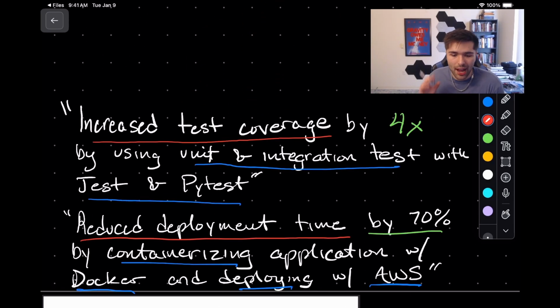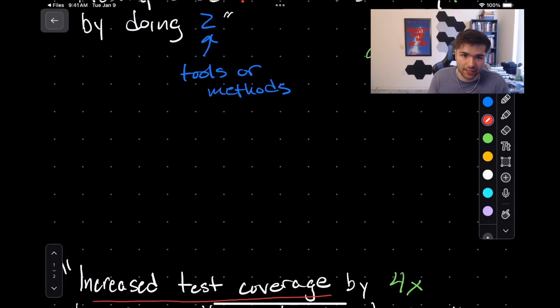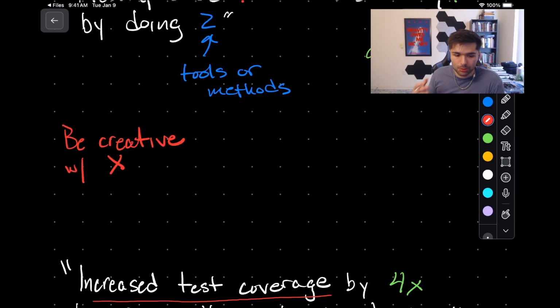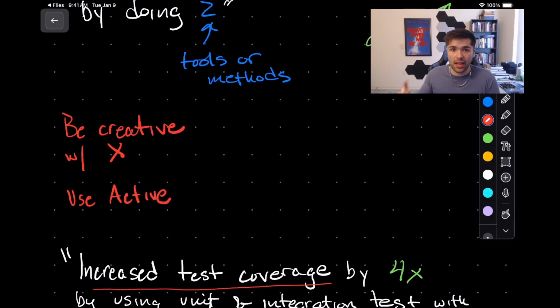Now let's talk about actual tips and tricks to execute this method well. Starting off with X. X is very straightforward. Be creative with your accomplishments. Accomplishments can be anything from a solved problem, building a solution for a problem, an improvement to an existing system or a process, which these two examples are. The X component here is to use active language. You really want to make it seem like this is a thing that you did and you willed into existence.